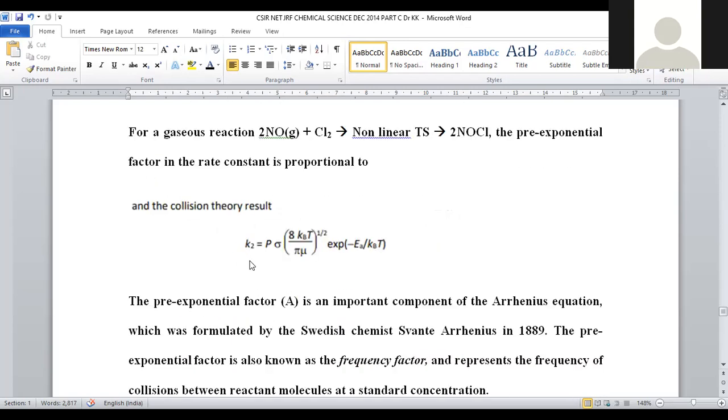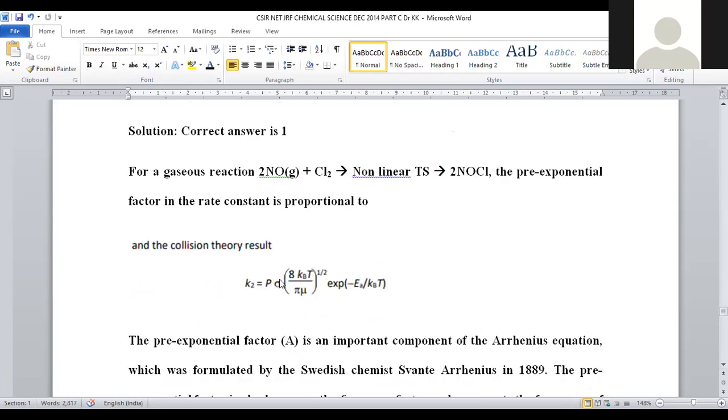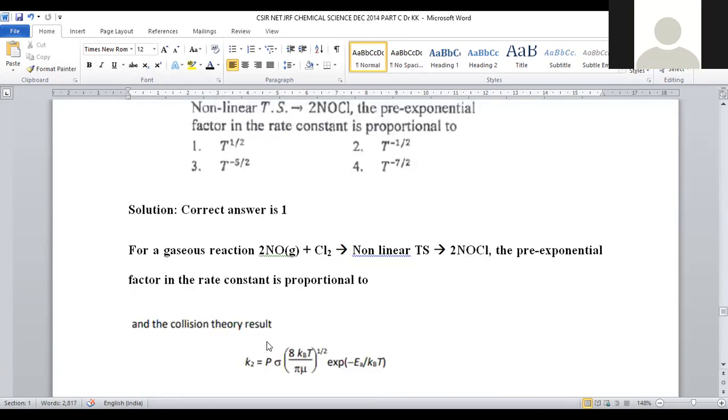For that purpose, in accordance with the collision theory, k2 is given as P into sigma into (8 kB T / pi mu) to the power 1 by 2, times exponential of minus Ea by kB T. Ea denotes activation energy, k is the proportionality constant, and T is the temperature on the Kelvin scale. So in accordance with this, the rate constant and the temperature are related such that k2 is directly proportional to T to the power 1 by 2. So k is directly proportional to T to the power 1 by 2. This will be the right answer.